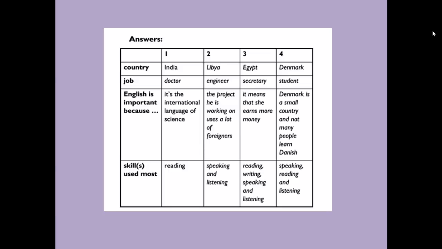The last one, the country is Denmark. Job, student. And English is important for this guy because Denmark is a small country and not many people learn Danish. Skills used most: speaking, reading, and listening. Now after doing this exercise number C, we can conclude this part of lesson number 12.